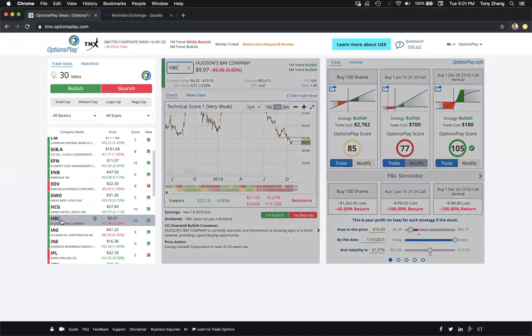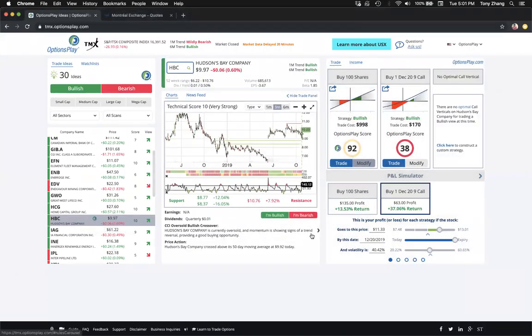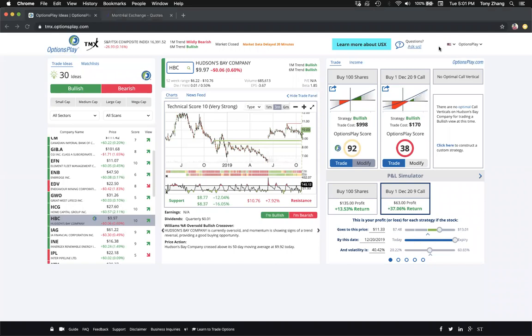So what this means is that Hudson Bay, in this particular case, met both the CCI bullish scan as well as the William %R bullish scan. So it triggered 2 scans for today. That's why it gets that Options Play logo. So that's what the Options Play logo next to a trade idea means.